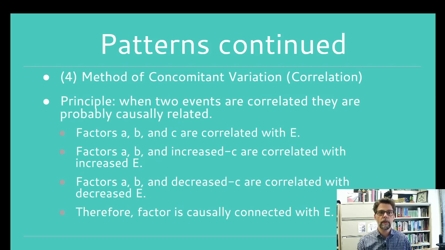Maybe that's factor A. Maybe it's genetics. There's a certain genetic marker that we think might be related to cancer. Suppose B is smoking, and suppose C is eats French fries on the weekends, right? Well, if you want to figure out which one it is, you hold two of those factors constant, and you increase and decrease the other.